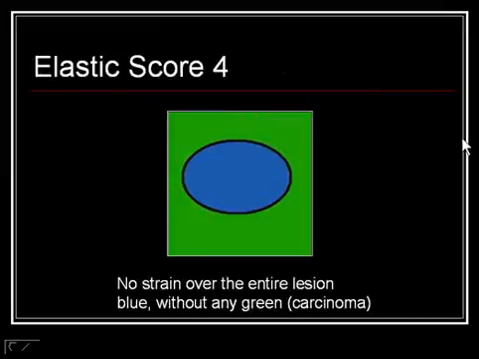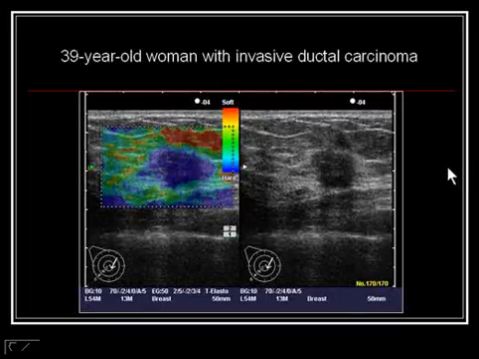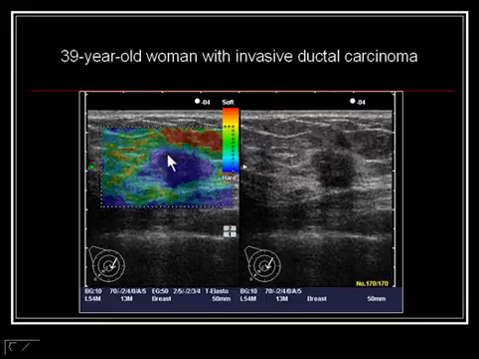Elastic score number 4 has no strain over the entire lesion. It's completely blue, but it is surrounded by the green normal parenchyma. And this is most of the time seen with carcinoma. This is an example of a 39-year-old woman with invasive ductal cancer. On the B scan, you can appreciate a lesion that is irregular, has angular margins, has some posterior shadowing, and on the elastogram, you appreciate that the lesion corresponds to a blue area, and it is surrounded by benign parenchyma, which is green and red.